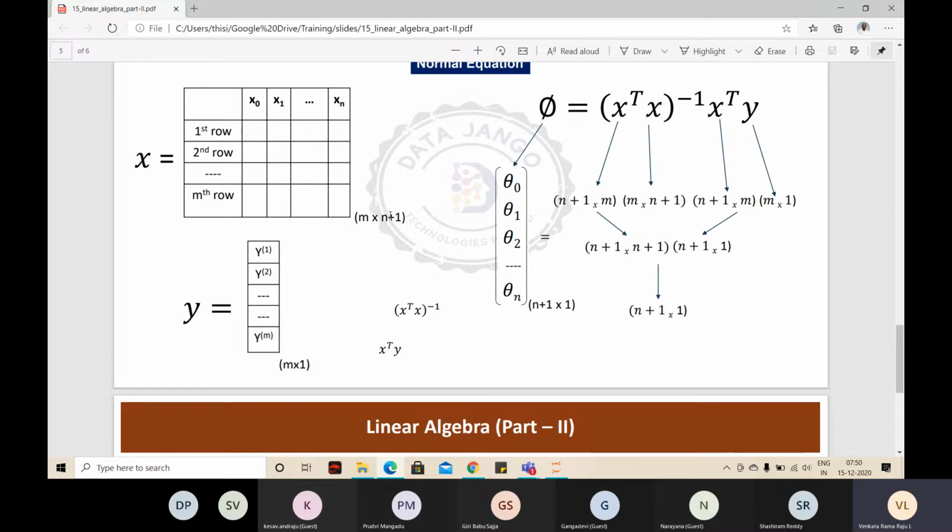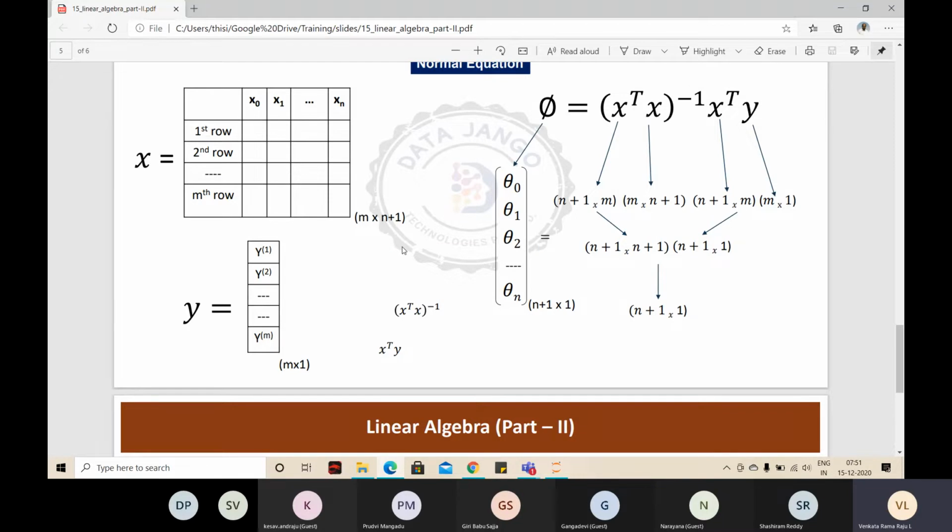Why n plus 1? It is x0, the bias term, 1 for every row. We wanted theta 0, and that's where we added x0. If you don't want theta 0, you eliminate this x0 and it's going to be m by n, m rows and n columns. This bias term is needed because if you need theta 0 in the equation, we have to add it. Otherwise it will not come.